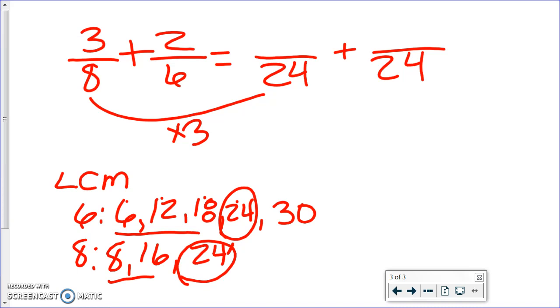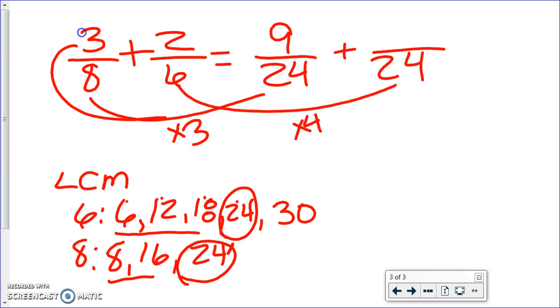What I do to my denominator, I must also do to my numerator, so 3 times 3 is 9. 6 goes into 24 4 times, so what I do to my denominator, I must do to my numerator, so 2 times 4 is 8. Now that I have 2 new fractions, I can just go ahead and add them. And as we know, 9 plus 8 is 17.